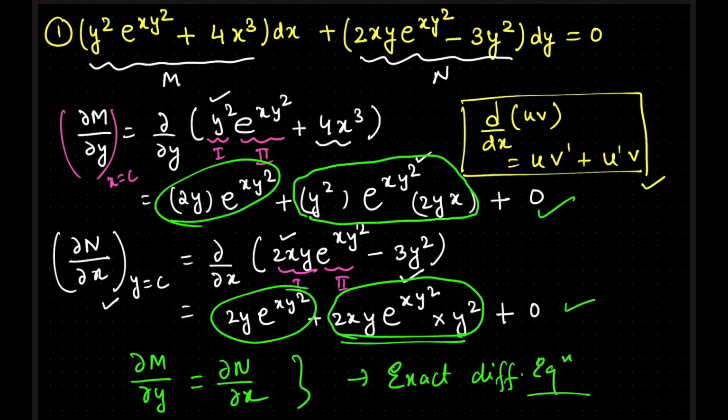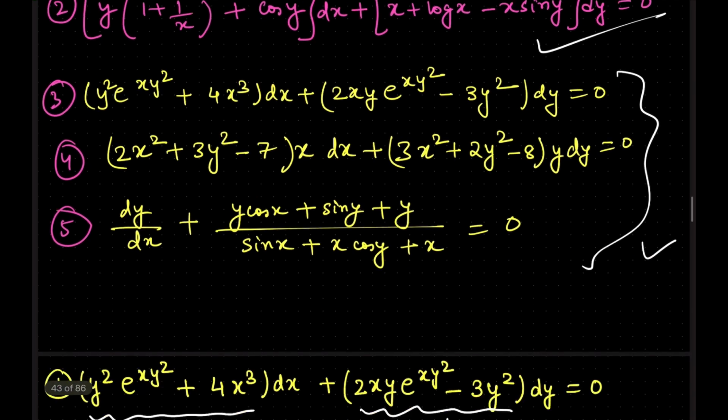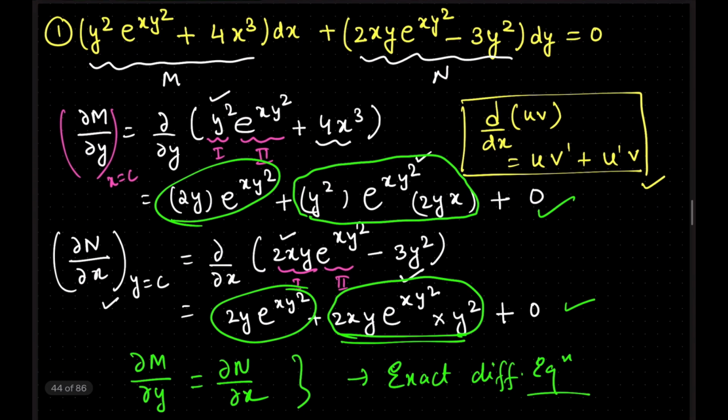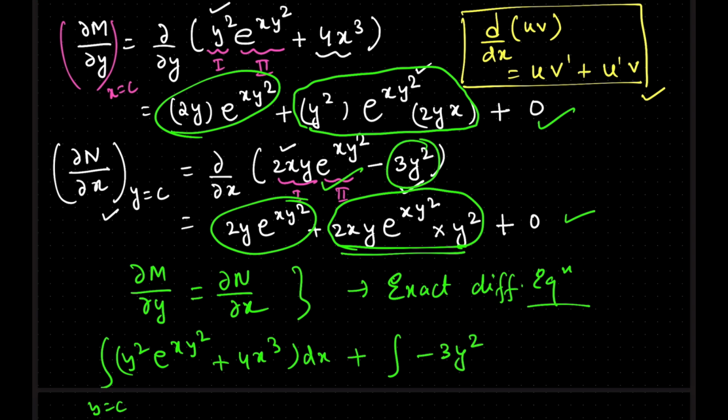Now you can apply the formula that we have seen. Here y will be constant and we integrate M dx, so M is y square e to the power x y square plus 4x cube dx. And now the N term: the N term without x, so you exclude the x terms and take just minus 3y square dy, plus c equal to 0.